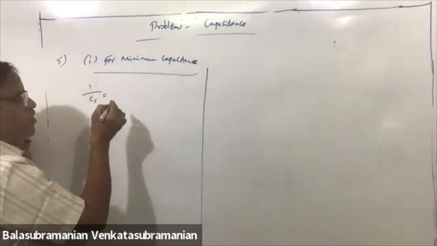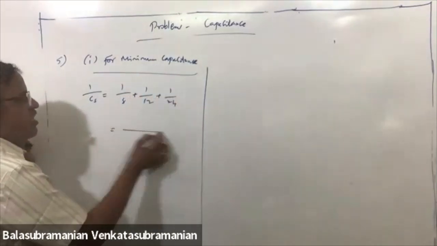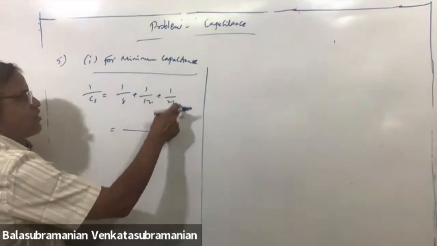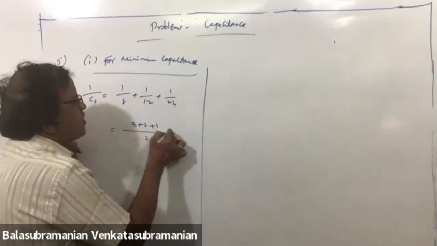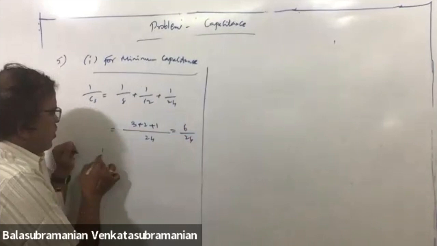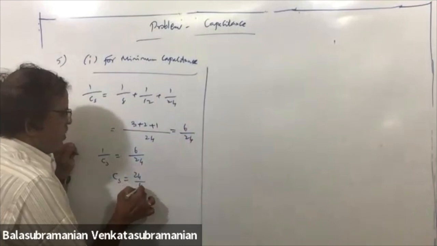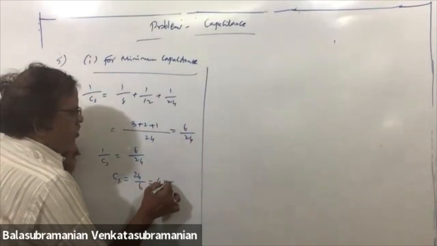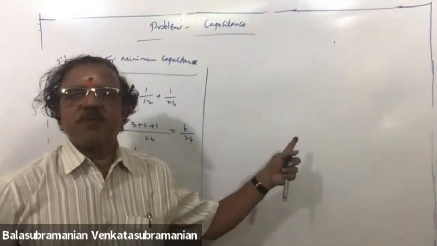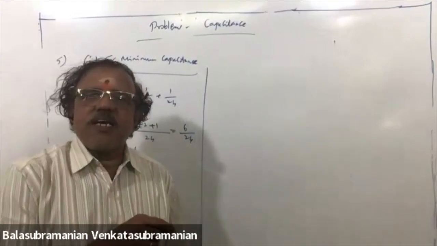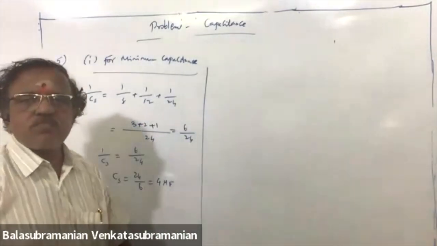1 by Cs is equal to 1 by C1 plus 1 by C2 plus 1 by C3. 1 by 8 plus 1 by 12 plus 1 by 24. LCM 24, 3 plus 2 plus 1, 6 by 24. 1 by Cs is equal to 6 by 24. Cs is 24 by 6, that is 4 microfarad. Minimum value. Already we have learned the principle. The value we are getting is lesser than the least. Least is 8. We are getting only 4.